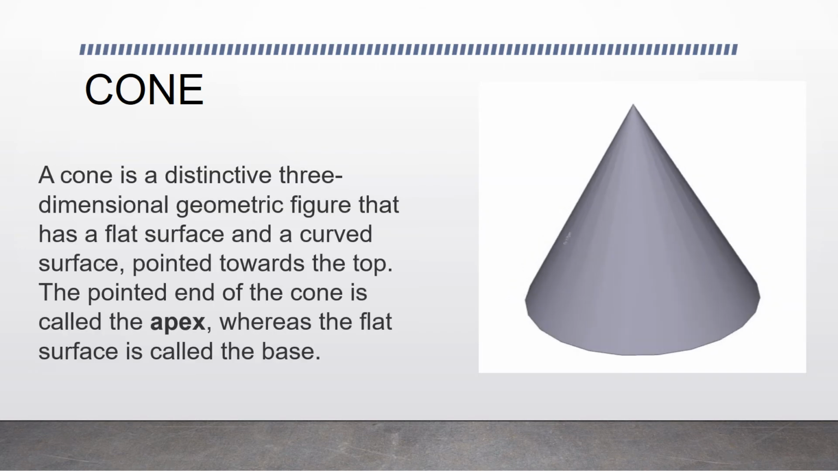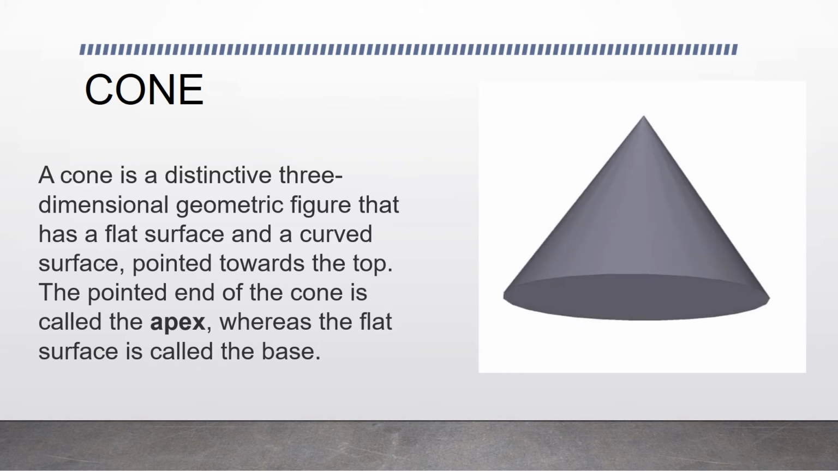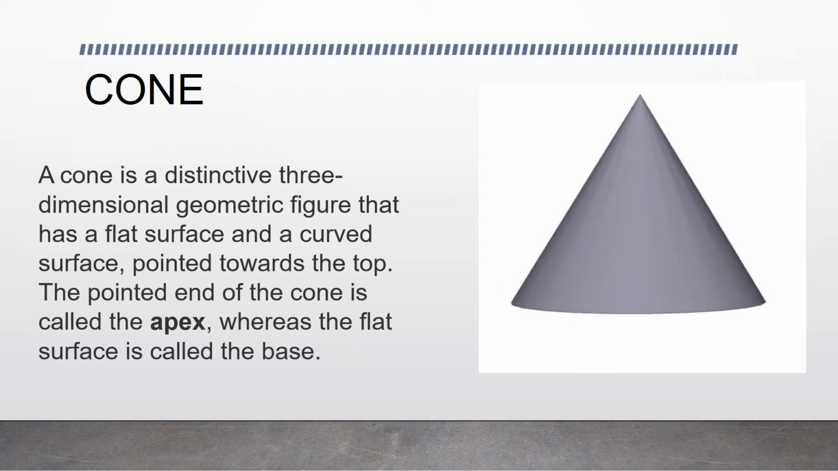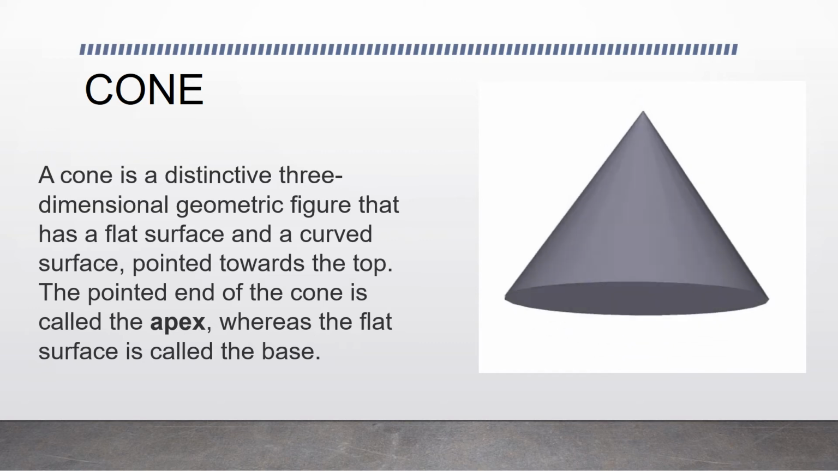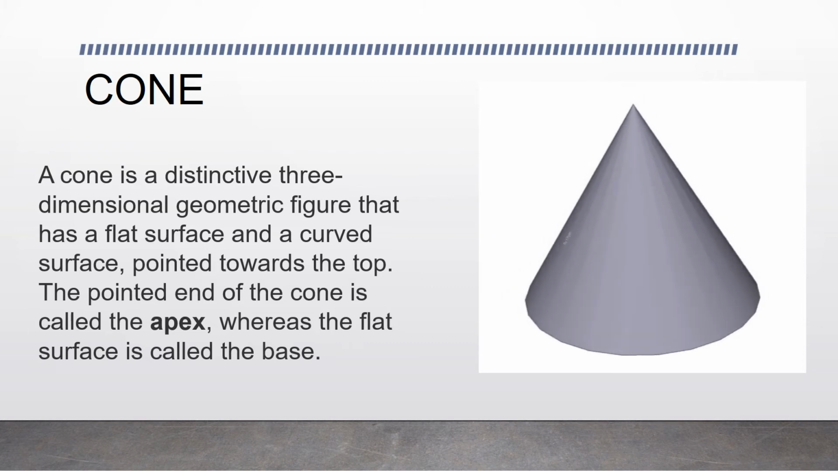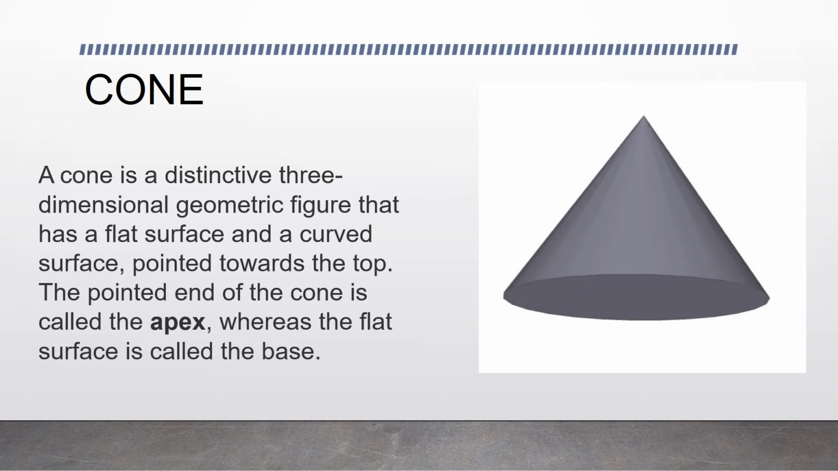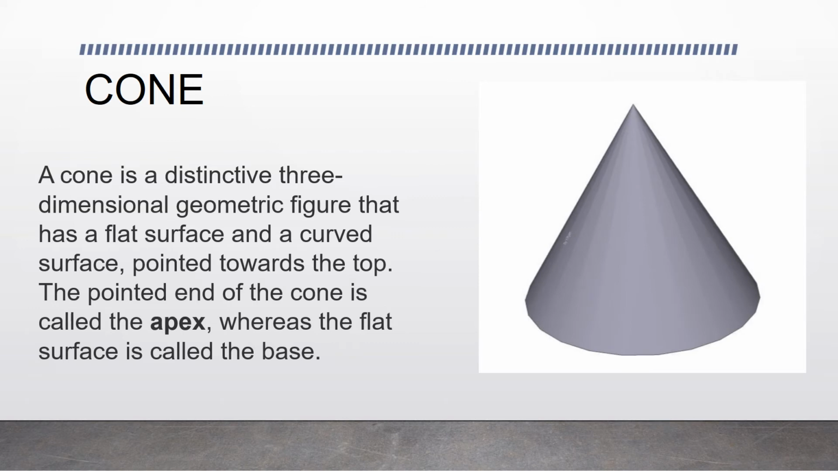Now on to a cone. Okay, so let's look at a cone. A cone is a distinctive three-dimensional geometric figure that has a flat surface and a curved surface pointed towards the top. The pointed end of the cone is called the apex, whereas the flat surface is called the base.